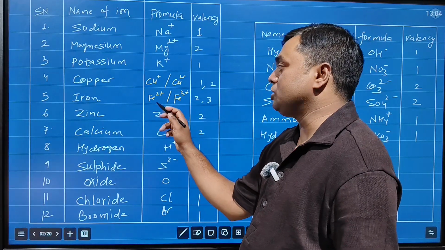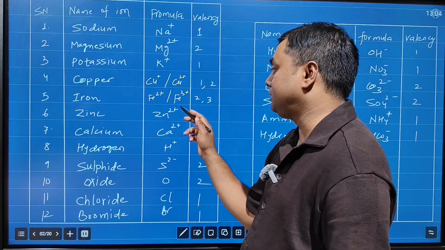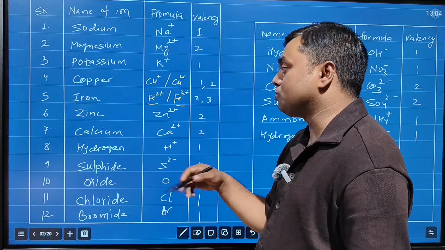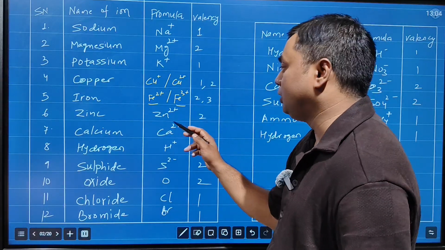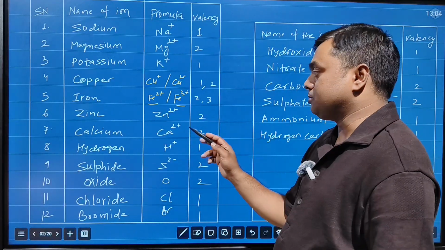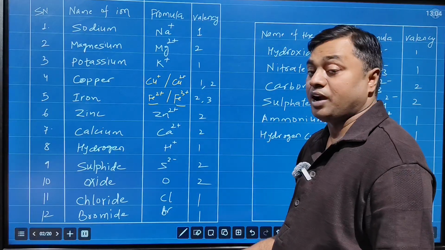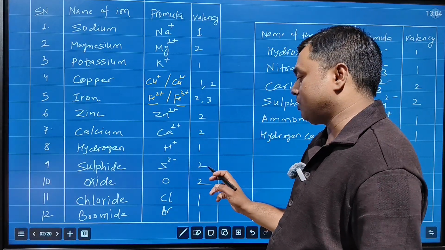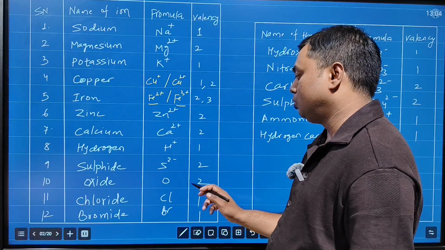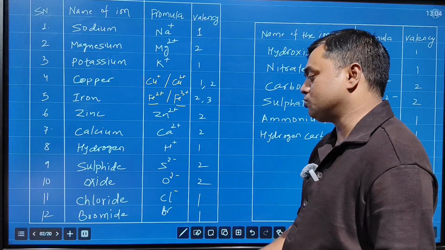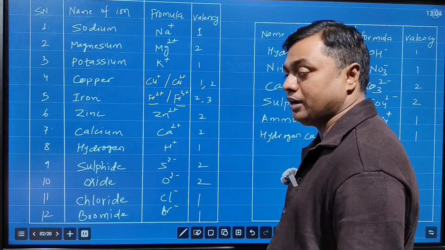Similarly, iron. The symbols are Fe2+ and Fe3+. Fe2+ means ferrous, Fe3+ means ferric. Similarly, zinc Zn2+ valency is 2. Calcium Ca2+ valency is 2. Hydrogen H+ valency is 1. Sulfide S2- valency is 2. Oxide O2- valency is 2. Chloride Cl- valency is 1. Bromide Br- valency is 1.